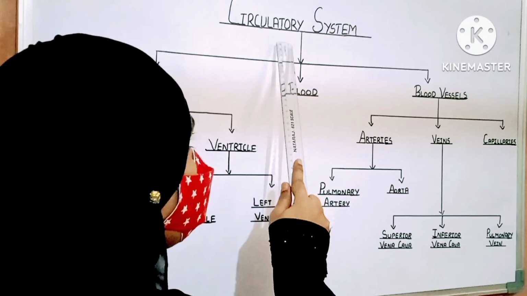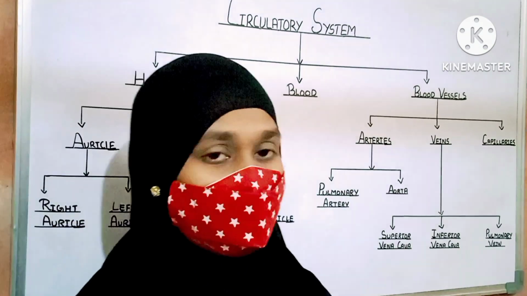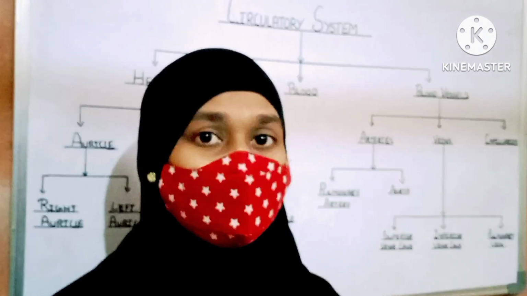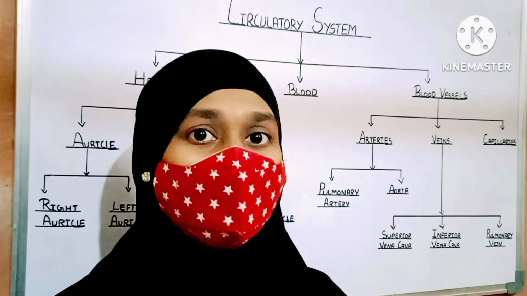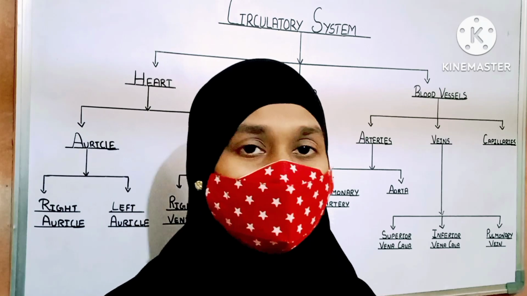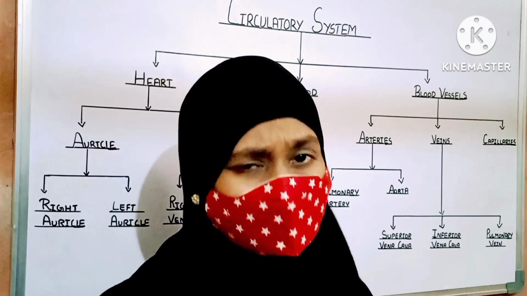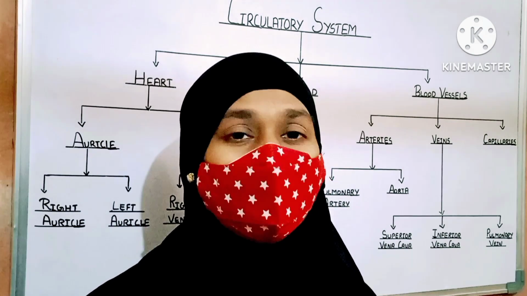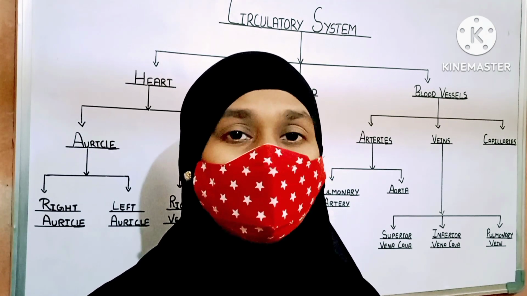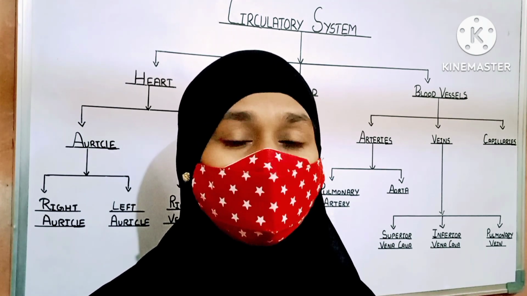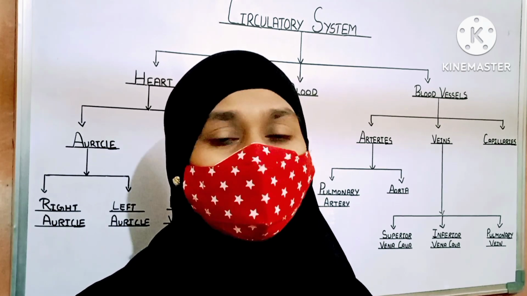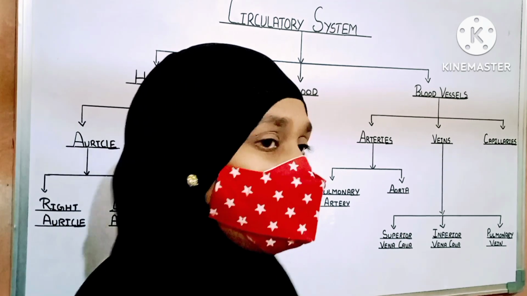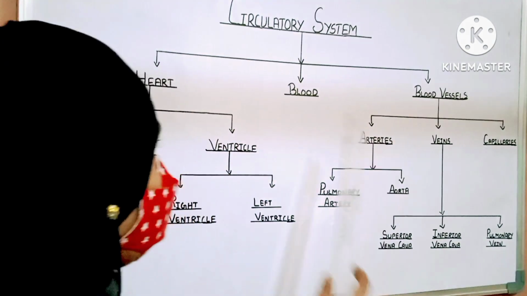Yes, the circulatory system is nothing but a transport system. It transports materials from one part of the body to the different parts of the body, isn't it? It transports useful materials like digested food and oxygen, and it also collects the waste products and carbon dioxide from the different parts of the body and helps to remove them out of the body. Okay, let us see the flowchart.